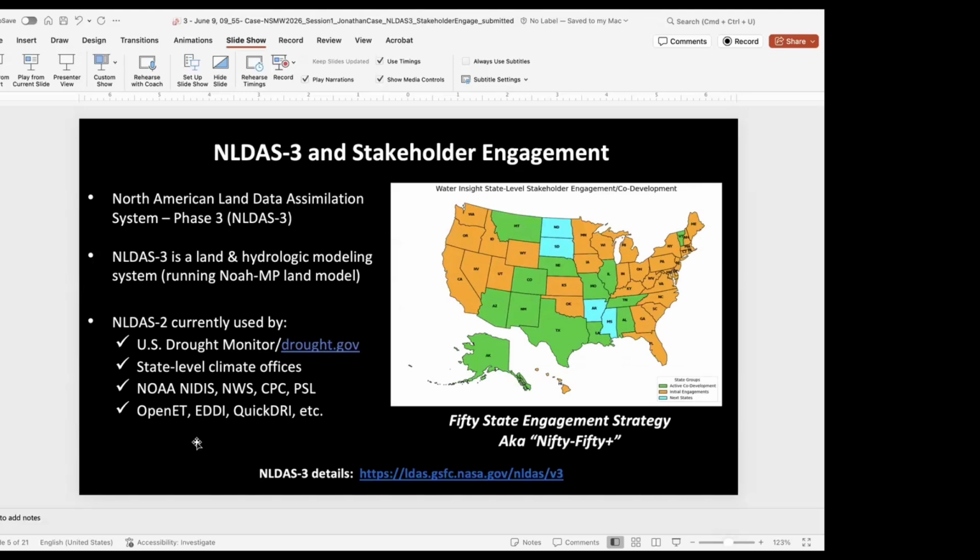And we only have a few states left to reach out to in the light blue, and we have active co-development in the states in the green. So this is exciting that we're getting close to reaching out to every state in the country to plant that seed of what NLDAS-3 might be able to do for you and how we can co-develop with them.